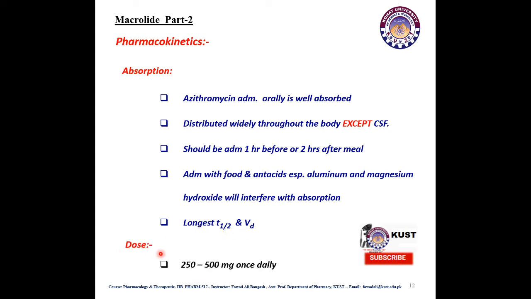The dose is 250 to 500 milligrams once daily, and it also has a longer dosing interval. For example, with erythromycin we mostly give the dose 3 to 4 times daily. For azithromycin, the dosing interval is once daily because of its long half-life.